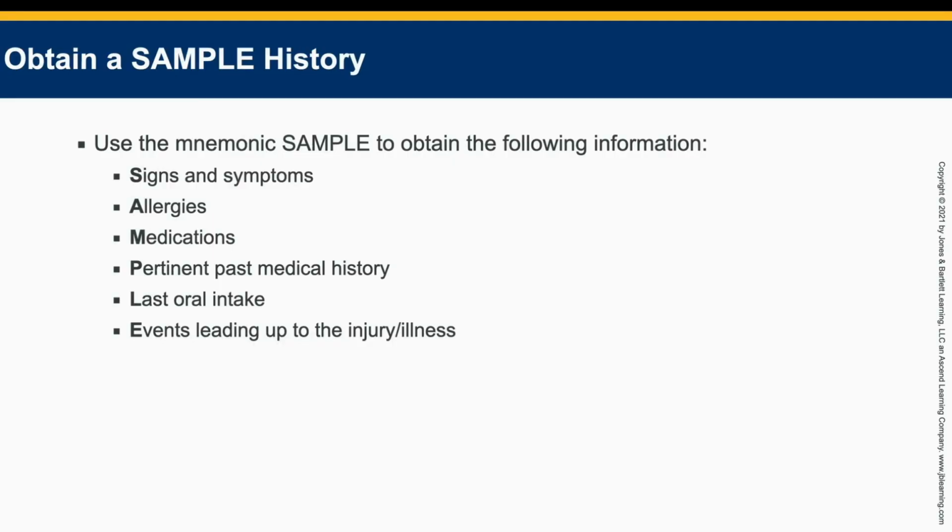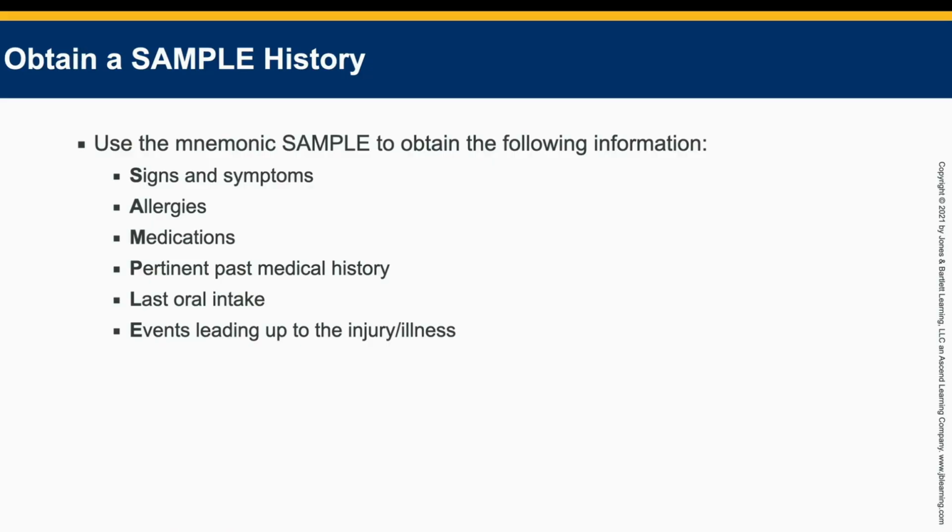Another important part of history taking is obtaining a SAMPLE history, which helps gather key information about the patient's medical background and events surrounding the emergency. SAMPLE is a mnemonic that helps EMTs remember the important questions to ask. The S stands for signs and symptoms. These are signs, or things that you can observe, such as sweating or pale skin, while symptoms are what the patient reports feeling, such as pain or nausea.